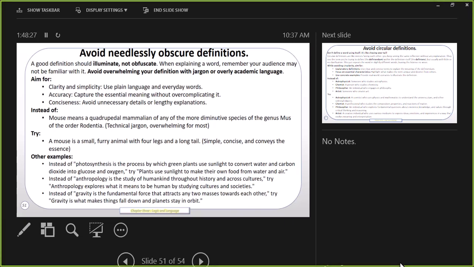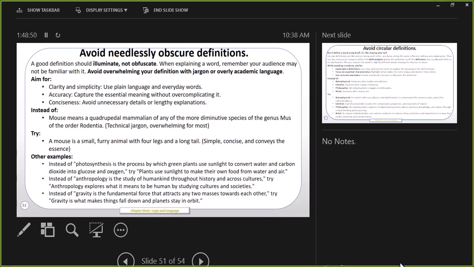No, not the amount of information. Difficult to understand because of the existence of complex words which are limited to a particular epistemic community. Limited to a particular epistemic community. Now look at the example. A mouse means a quadrupedal mammal of any of the more diminutive species of the genus Mus of the Rhodesia.